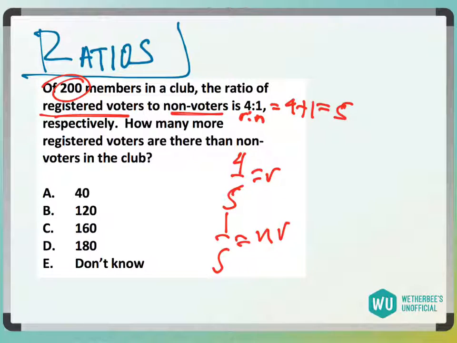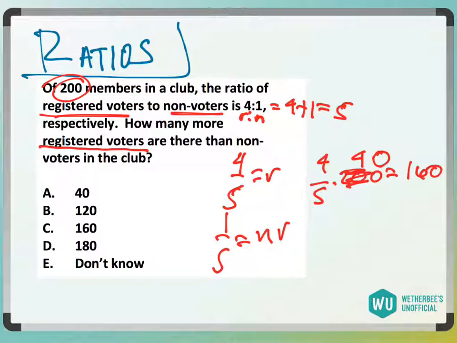We have 200 total members in the club. We want to know how many more registered voters there are than non-voters. So I'm going to do 4/5 of 200 is the registered. So 4/5 of 200, 5 goes into 20, this would be 40. So 40 times 4, we'd have 160 registered voters.